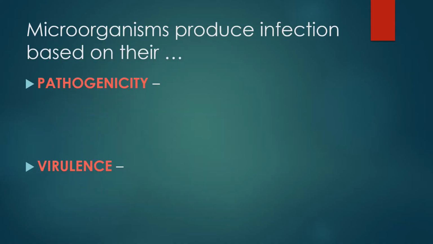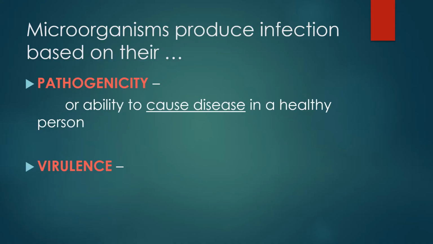in the patient. So microorganisms produce an infection based on two qualities: the degree of their pathogenicity and the virulence of that microbe. So you want to ask yourself, what does pathogenicity mean? Pathogenicity means the ability of a microbe to cause a disease in a person that's considered healthy. So when we look at a microorganism, what is the organism's ability to cause that disease in a healthy person? There are many characteristics that a microbe might have that increase their degree of pathogenicity, and we'll talk about that in a minute.